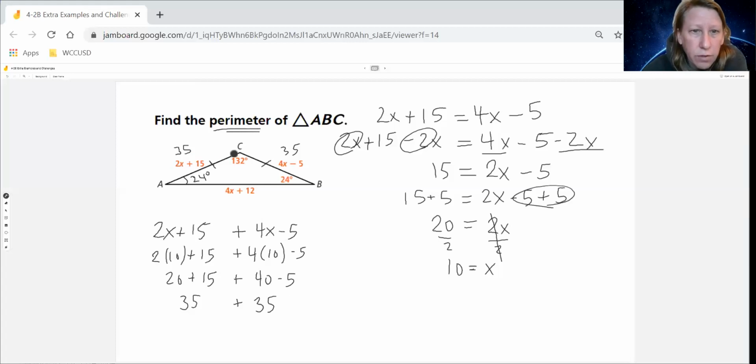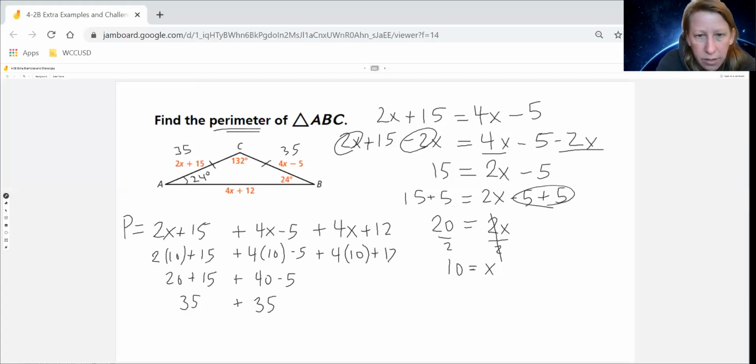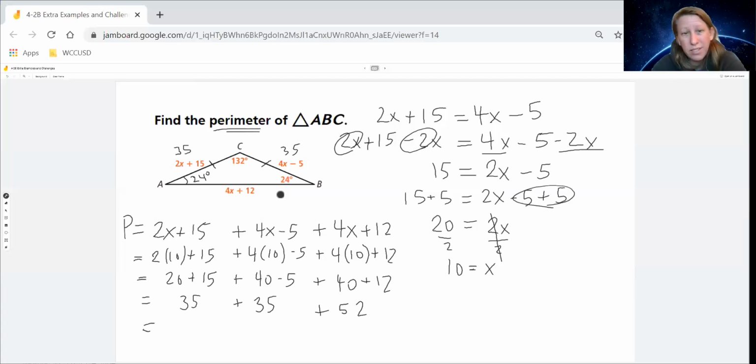Okay, so 35 to walk from here to here, 35 to walk from here to here. We're at 70. I'm trying to find the perimeter. So I have to add up all 3 sides. Okay, so now I need the 4x plus 12. I didn't need it until now, but now I need it. Okay, that's going to be a 40 and 12, which is 52. And all of this, when I add it all together, is going to tell me what the perimeter is. That's 70, 80, 90, 100, 110, 120, 122, I think.